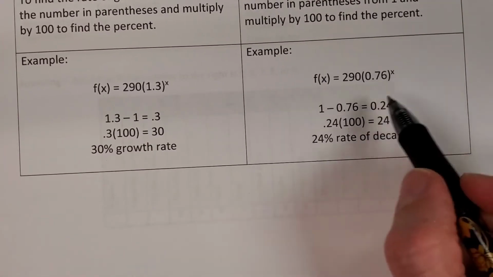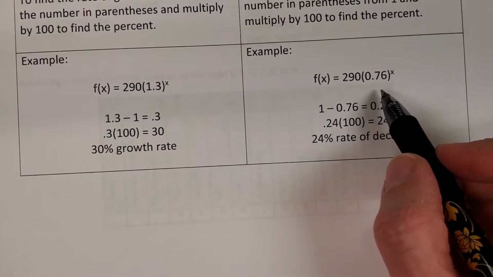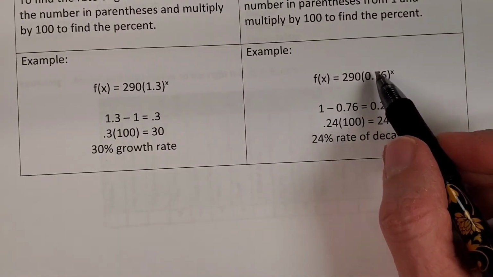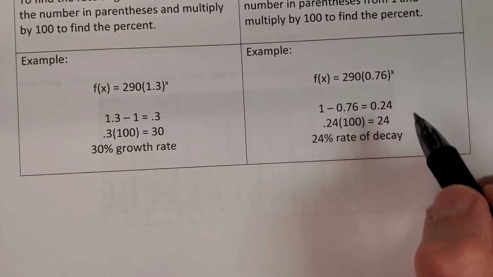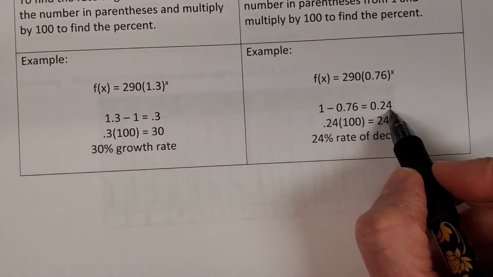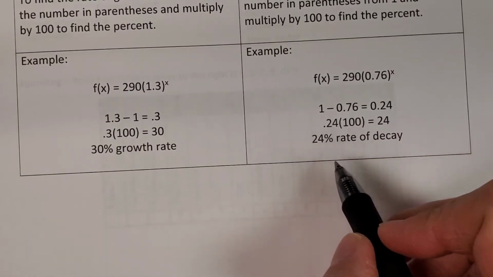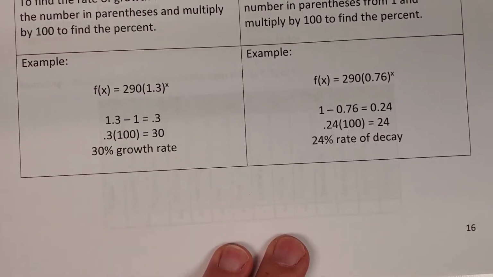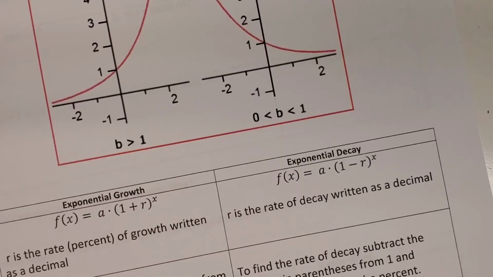Whereas the decay one's not as easy to see, because you have to subtract this number from 1. So it's how much you need to get to 1 that is our rate here. So 1 minus that number is 0.24, which means it's 24%. Keep that in mind, because part of your assignment is to find the rate of growth or decay. You're going to have to know whether it is growth or decay, and that's all about B.